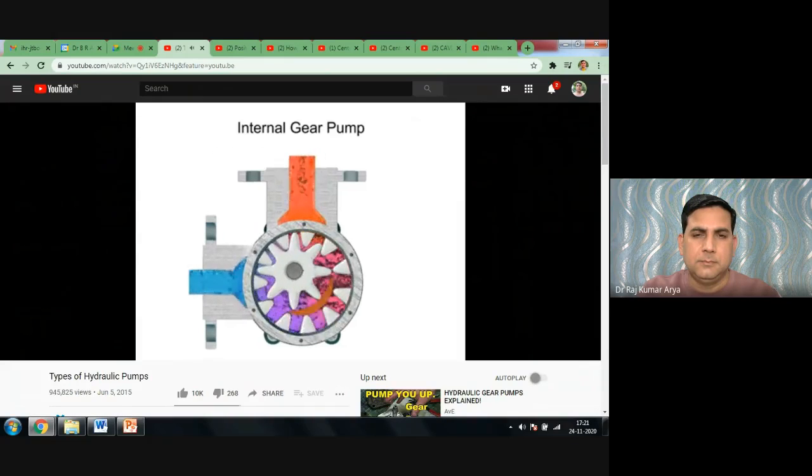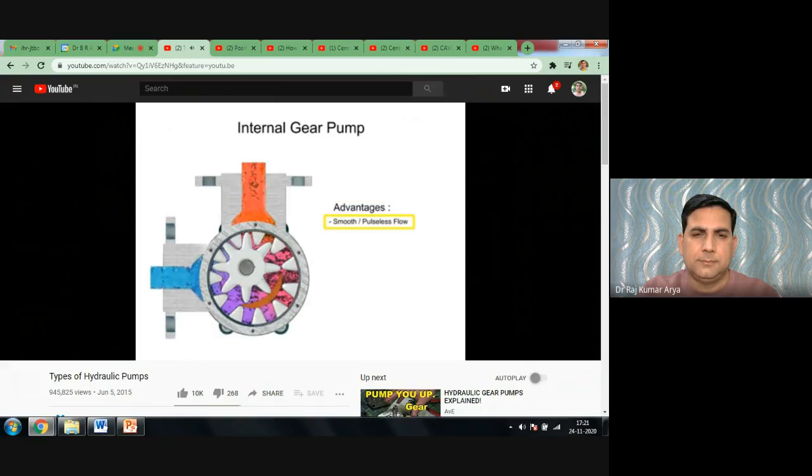Advantages of internal gear pumps are a smooth and almost pulseless flow, and slightly more horsepower for their size. Disadvantages are their higher cost, limited size range, low to moderate pressure ratings, and few sources of manufacture.